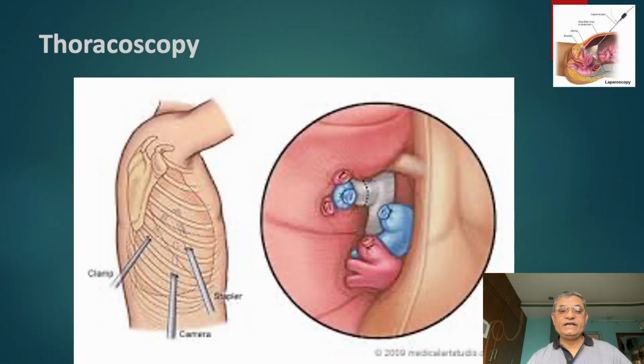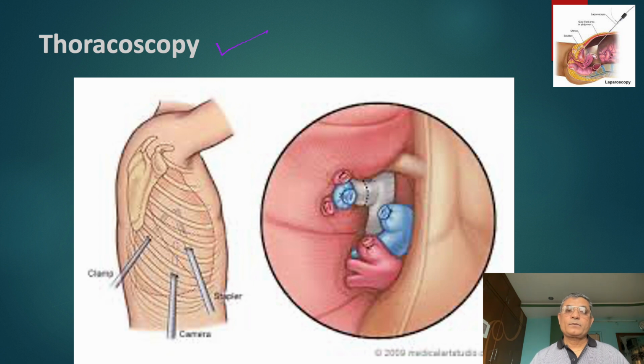Minimal access surgery is also practiced for thoracoscopy. Lung biopsy, lung resection, pleural biopsy, pleurodesis. So these are some of the indications for thoracoscopy. This is also used for decortication. Decortication is a procedure to treat recurrent pleural effusions by creating adhesions between the two layers of pleura. It helps in preventing the fluid buildup.